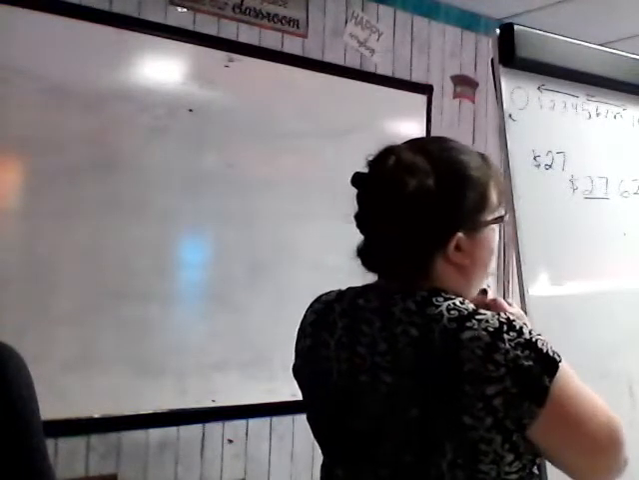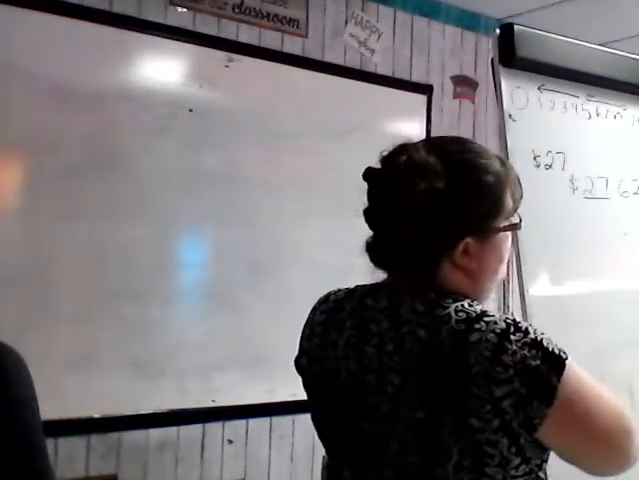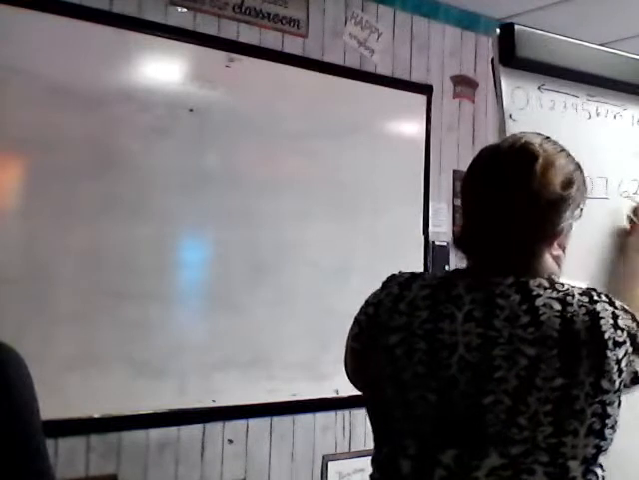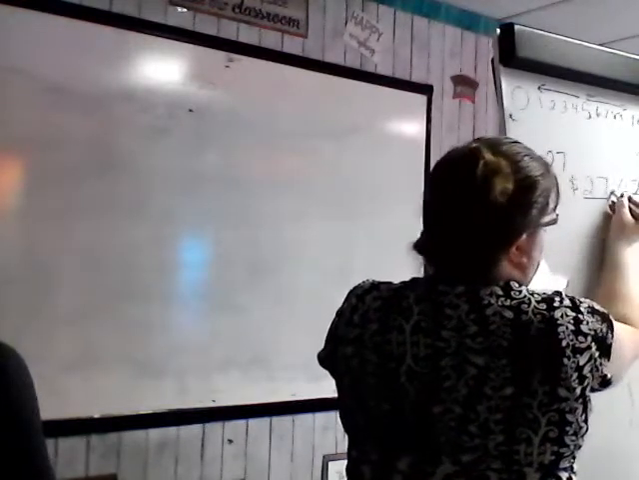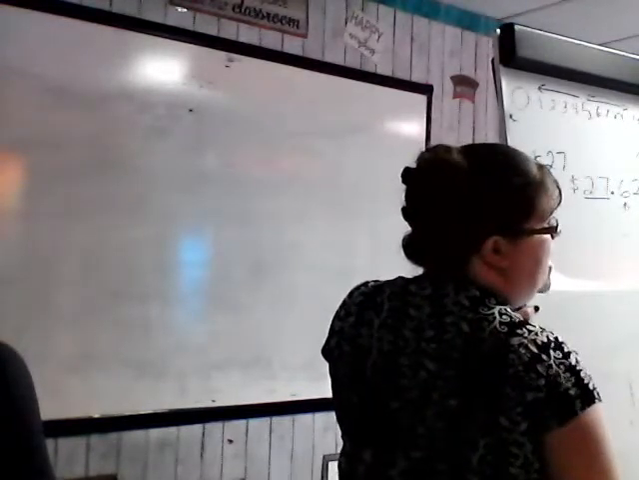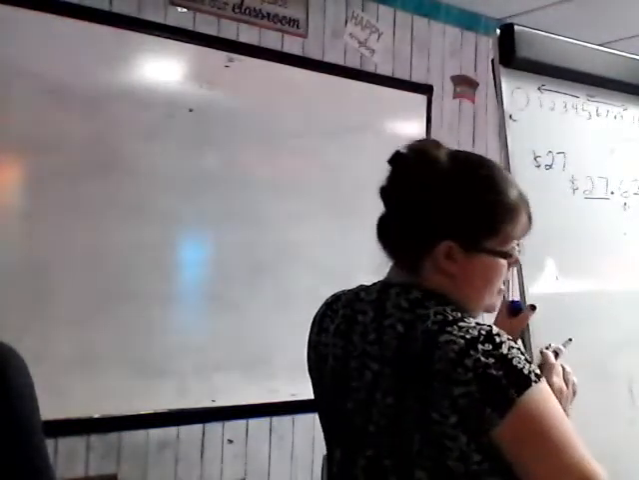28. Why? If I look at the number right after my decimal point, right here, my number is 6. And because my 6 is bigger than 5, it's going to go up to the next number. Okay?